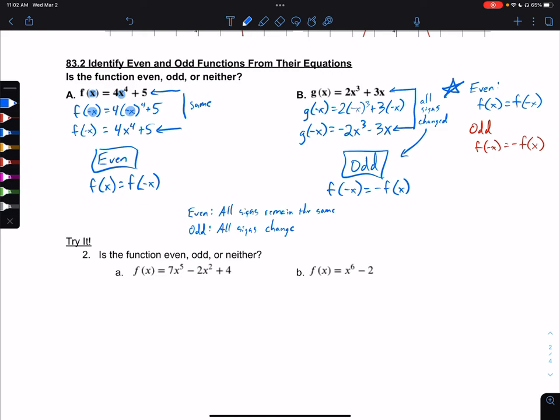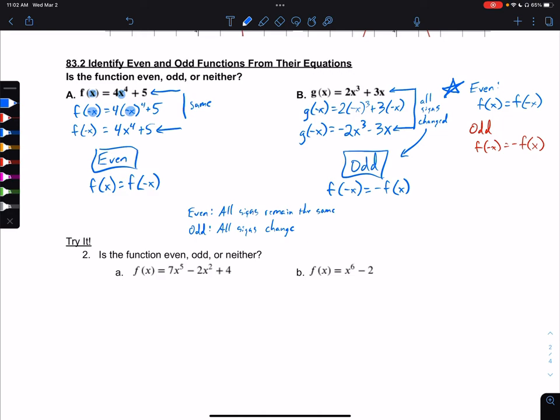If anything changes at all, it is not even. If anything stays the same, it is not odd. If there's a combination of it staying the same and it changing, then it'd be classified as neither. It would not be odd and it would not be even. You'll see that in one of the tried examples. One of those is potentially neither.